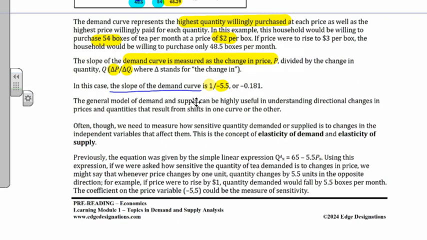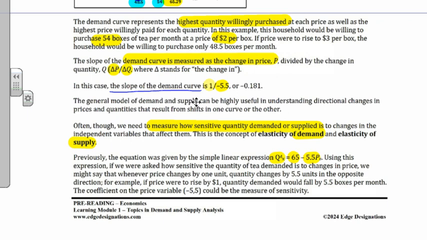In addition to that, not just looking at price, we also want to measure how sensitive the quantity demanded or supplied is to changes in other variables, not just price. We come to this concept called elasticity of both demand and supply. Beforehand, the equation was a nice linear equation. We love linear equations. It's a nice straight line, easy to work with. We said the quantity demanded of product X, which we defined as T, was 65 less 5.5 times the price of that.